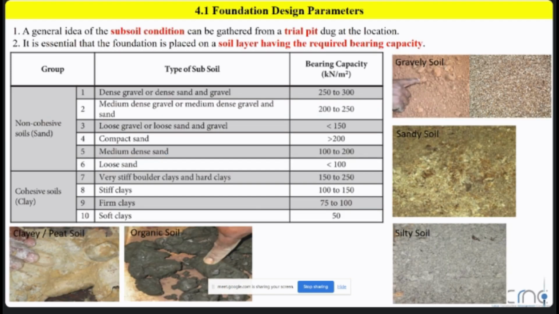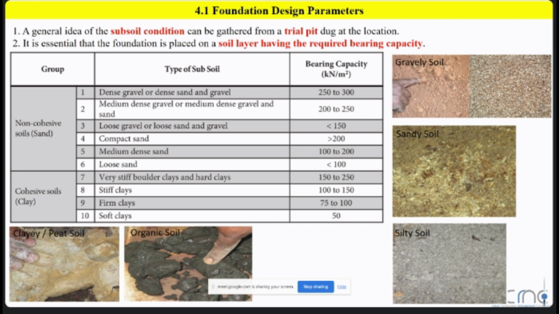As I explained to you earlier, you need to have a clear idea about the subsoil condition. So these are the subsoil conditions and the related bearing capacities. Now there are two types of soils: non-cohesive soil, which is sand or sandy, and the other one is cohesive soil, which is clay.